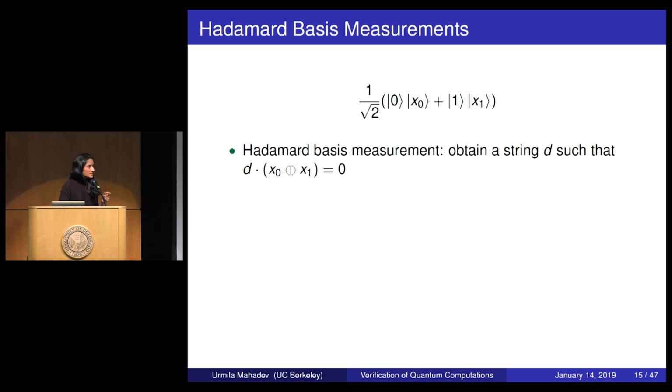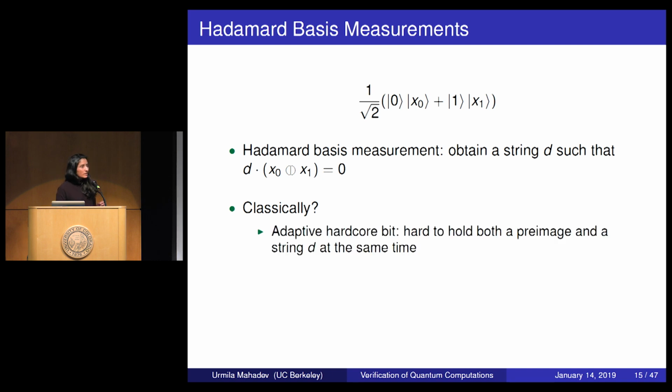And to formalize this intuition that it shouldn't be possible classically, I can introduce something called an adaptive hardcore bit, which is a strengthening of the claw-free requirement. So remember, the claw-free requirement says that it's hard to hold two pre-images at the same time. The adaptive hardcore bit says not only is it hard to hold both pre-images, it's hard to hold one pre-image and even a single bit of the other pre-image. And the reason this is relevant is because if you think of this string D, if the computer knows one pre-image and a string D, that means he knows one pre-image and one bit of the other pre-image.